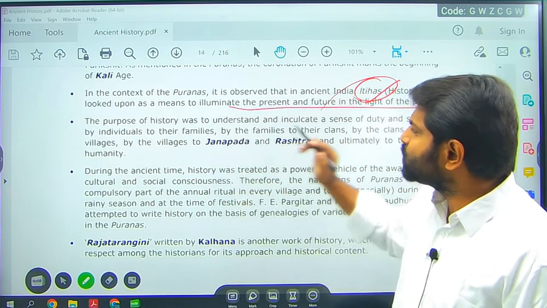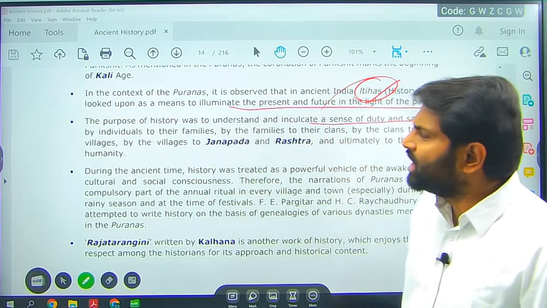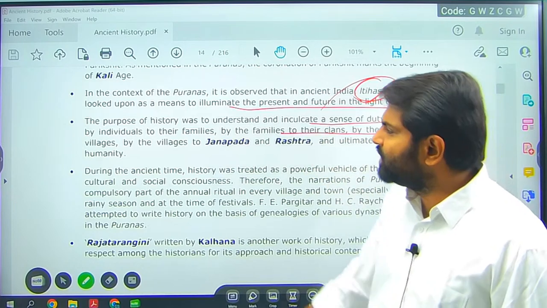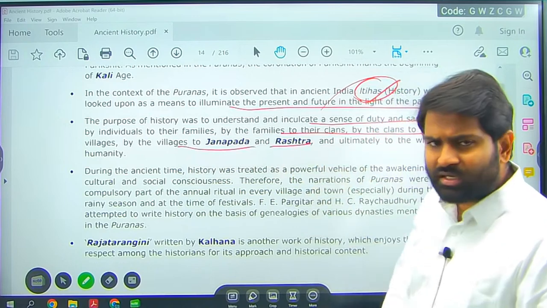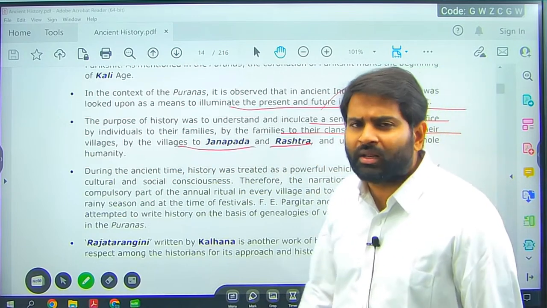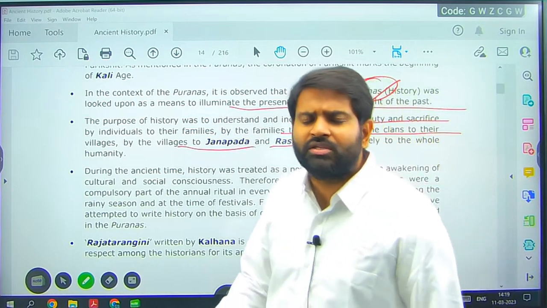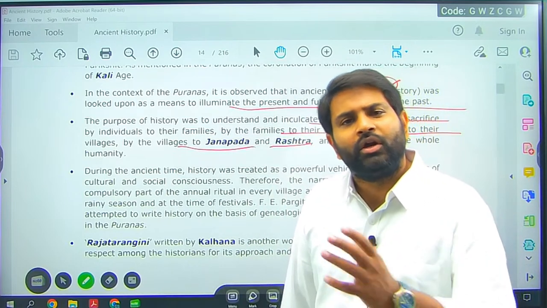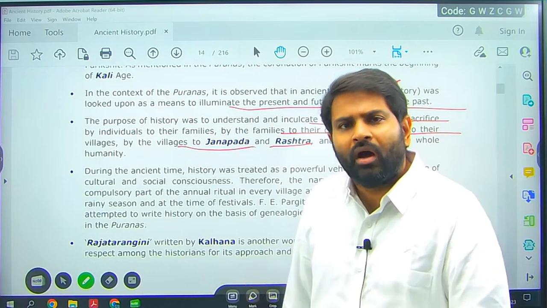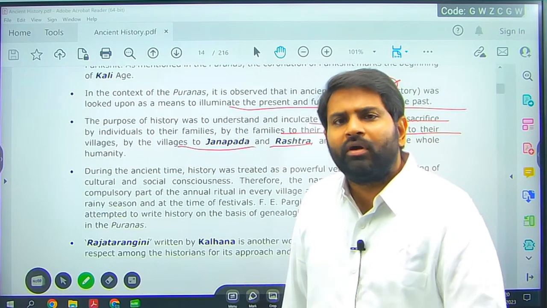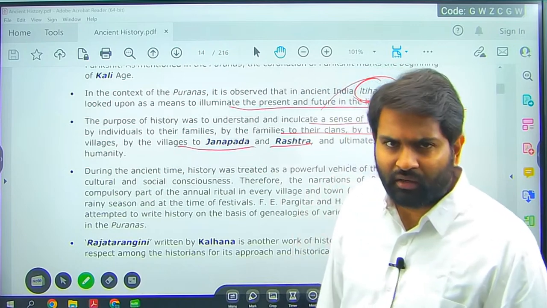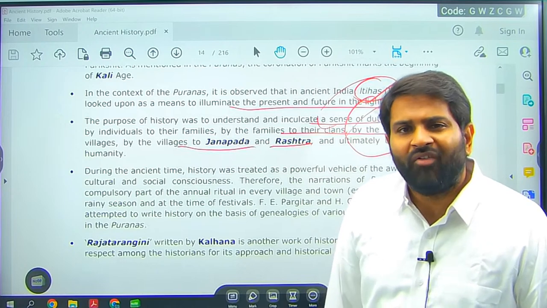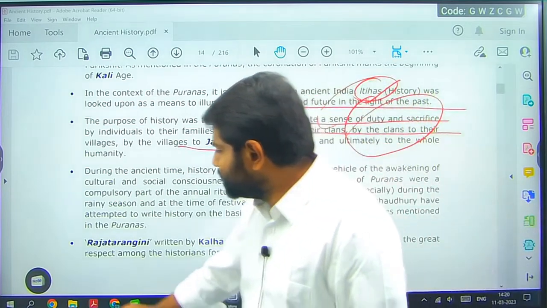The purpose of history was to understand and inculcate the sense of duty, sacrifice by an individual to their families, by the families to the clans, by the clans to their villages, to Janapada and Rashtra. The same way we are talking about now: village to Mandal, Mandal to district, district to the state, the state to the nation. One must have duty to self, duty to family, family duty to the Kula. Here we are talking about Kula, but brotherhood, then we talk about national duty. This is called integrity, right? The ultimate sense of sacrifice. When you talk about sacrifice, this is the ultimate value which is given by Buddha, Buddhism.